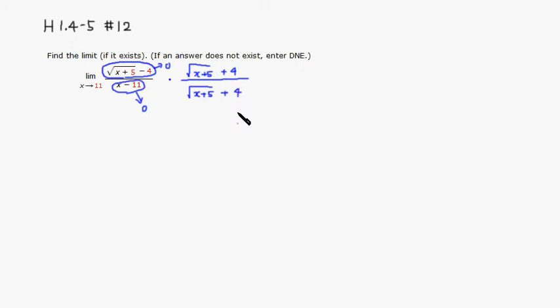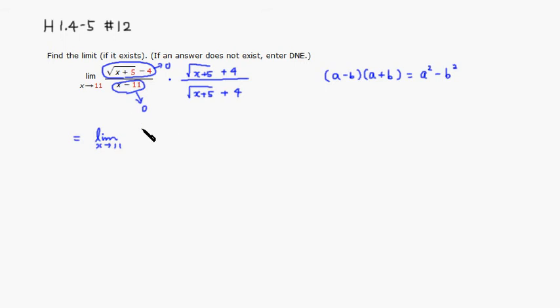Then you notice that the numerator is simply (a minus b) times (a plus b). So if you multiply it out, you will get a squared minus b squared. So I'm going to use that to multiply out the numerator. So we still have the limit as x approaches 11, but the numerator is going to be, a is square root of x plus 5.